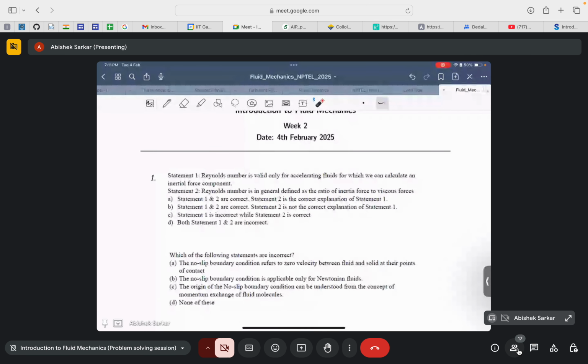Okay, so the correct answer is option C: statement 1 is incorrect but statement 2 is correct. Why? Because intuitively, we might have discussed that the Reynolds number is actually the ratio of the inertia force over the viscous force.